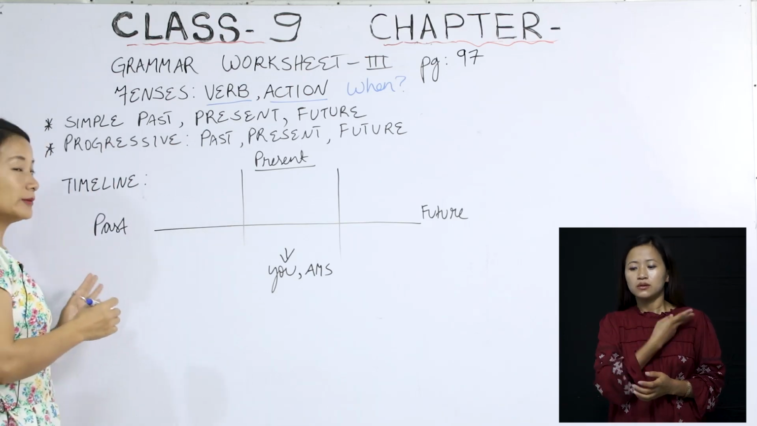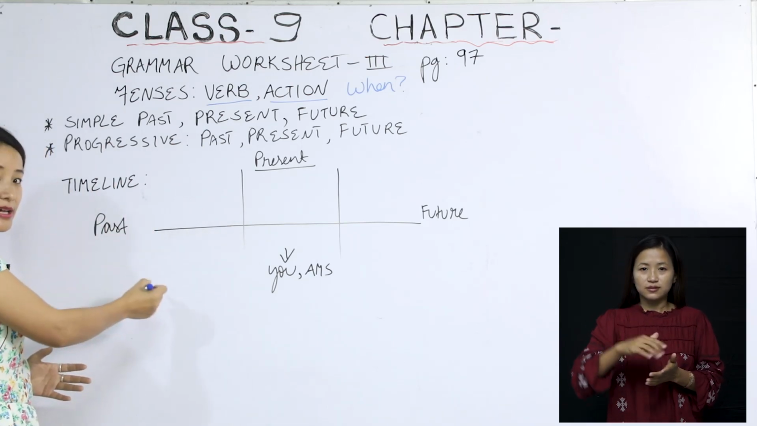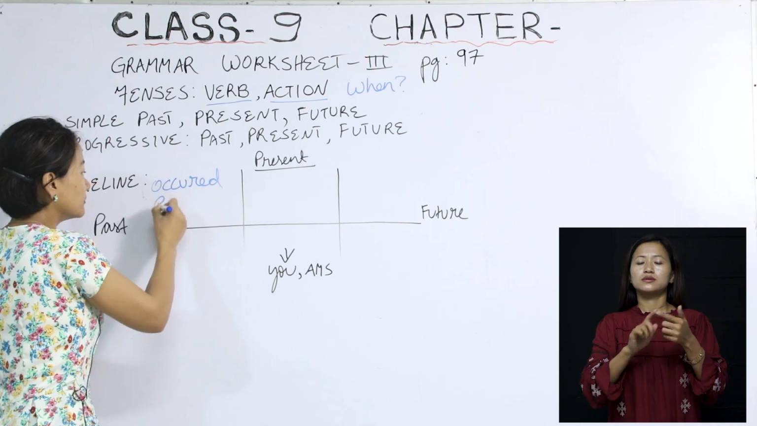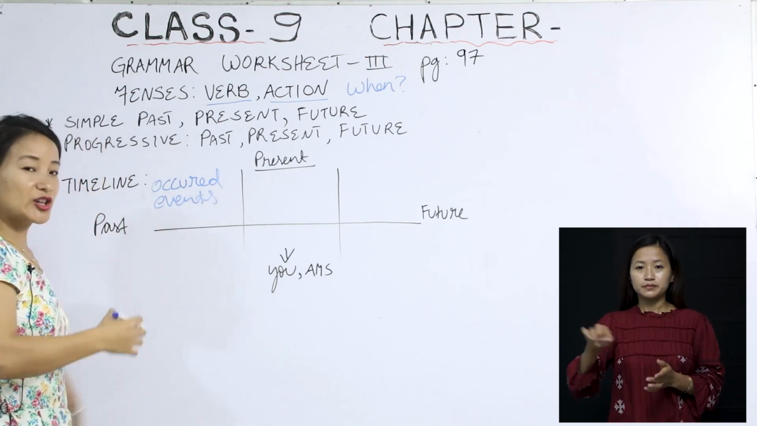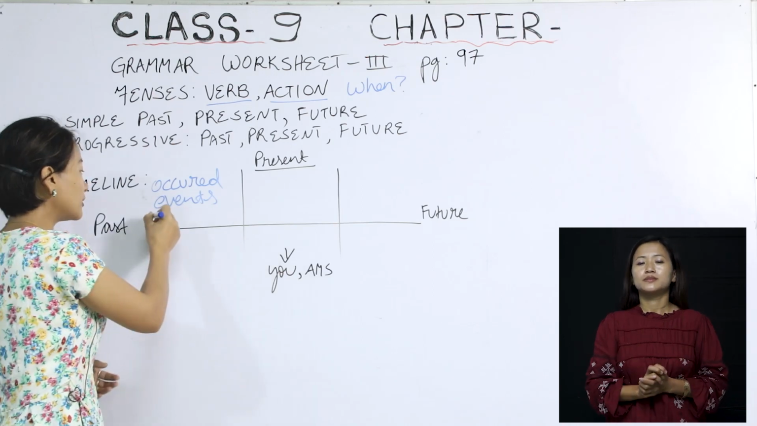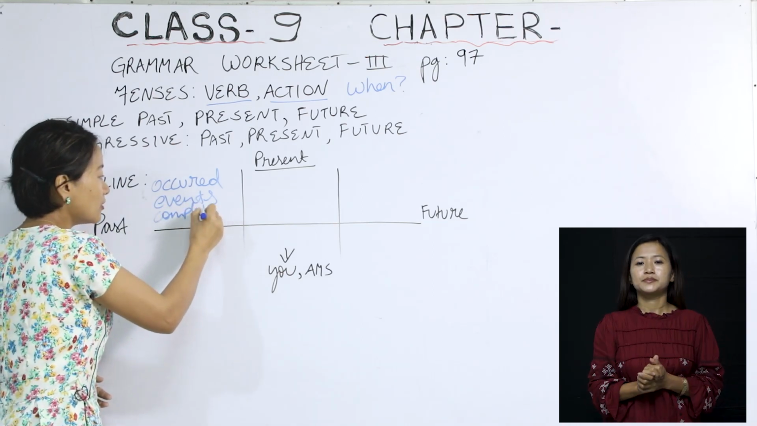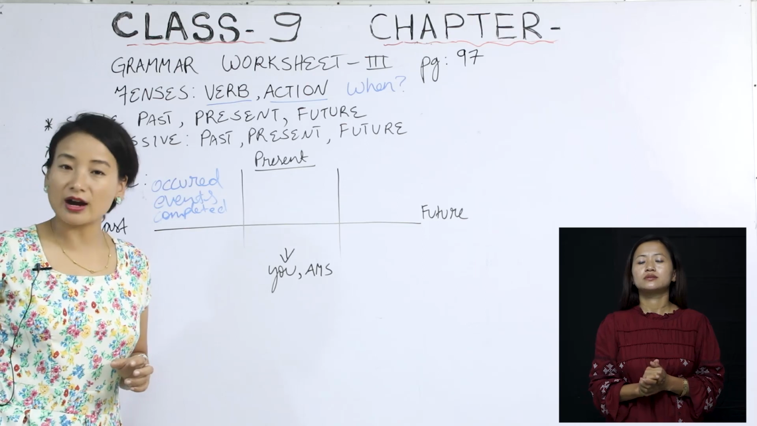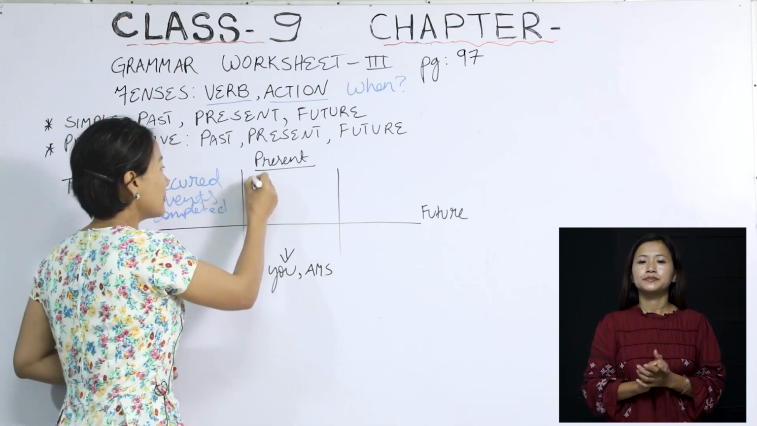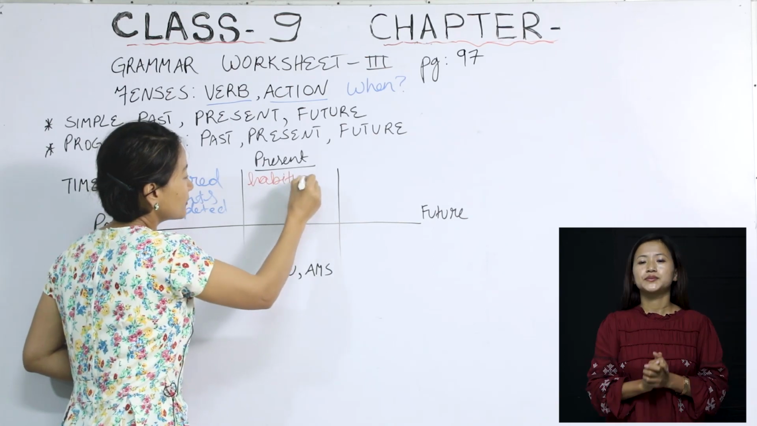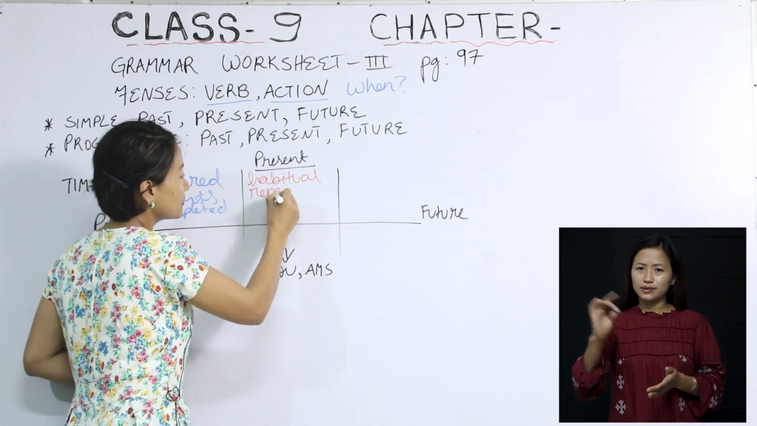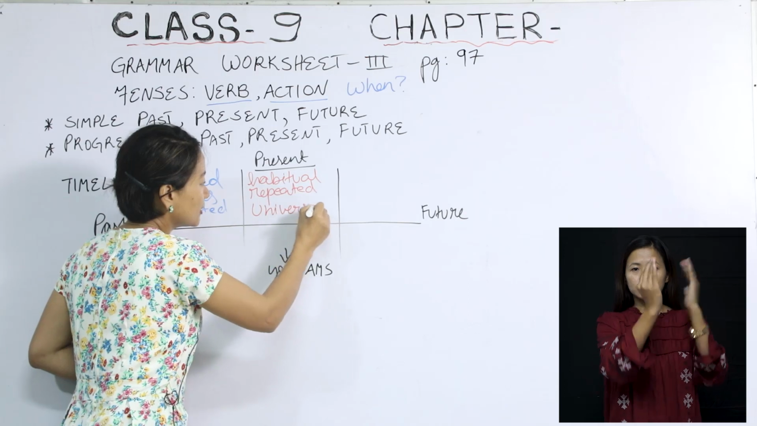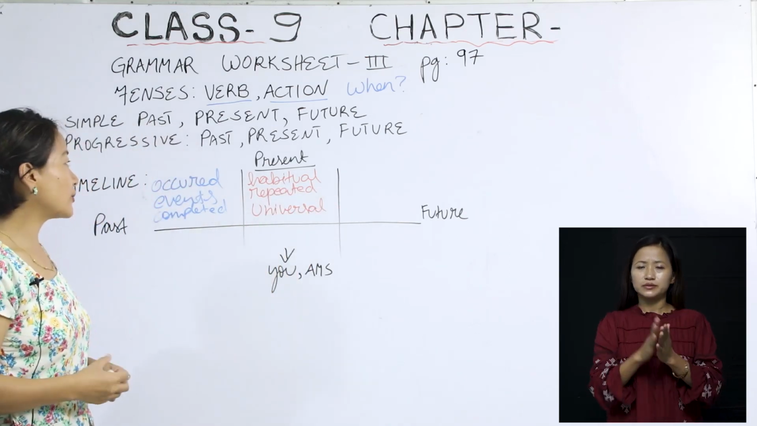Now, we also need to understand that under the past timeline frame, you can also write down occurred events, which means an action which is already done or completed. You can also write completed or finished, whatever you prefer. Then in the present, we are referring to habitual actions, or repeated, or recurring, and you can also write universal truth or fact. So that's what we have under the present tense.